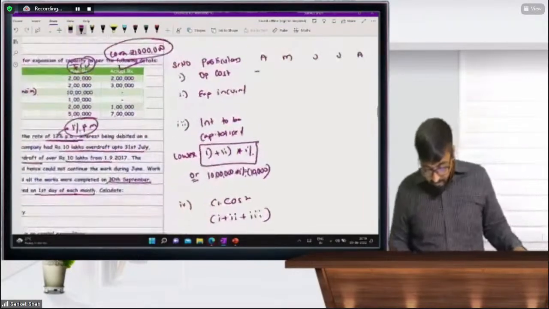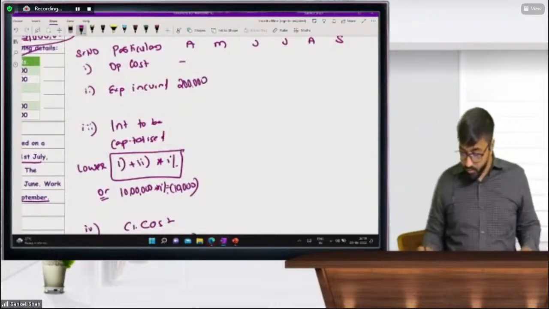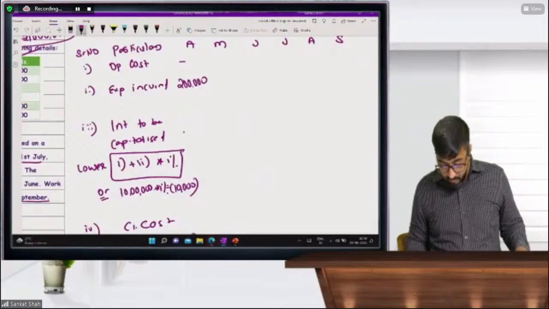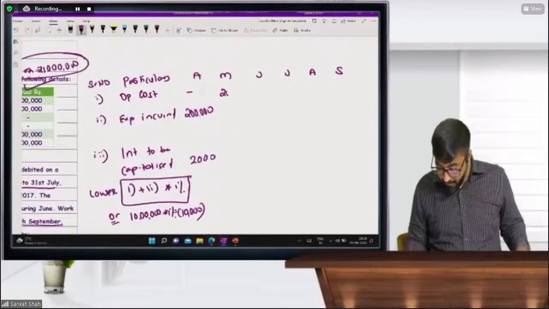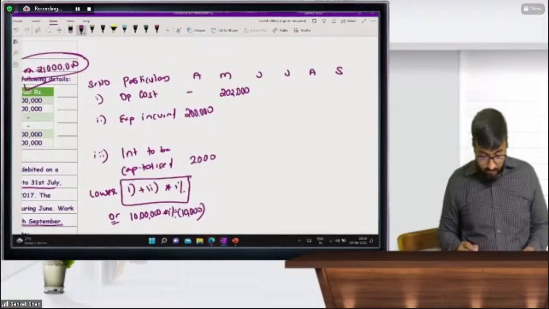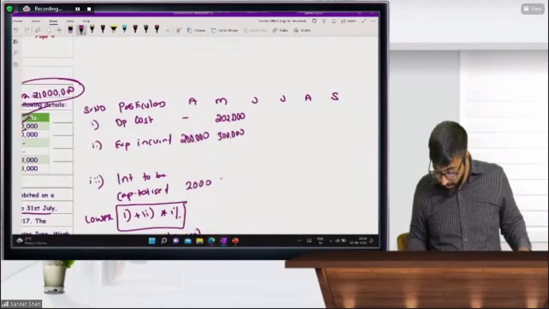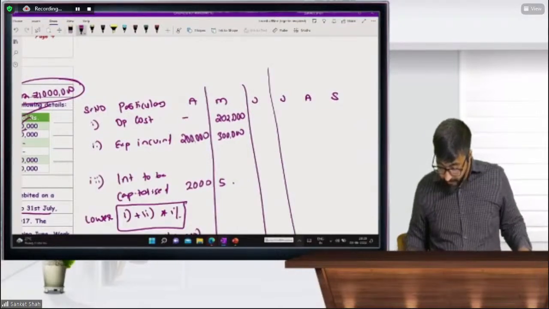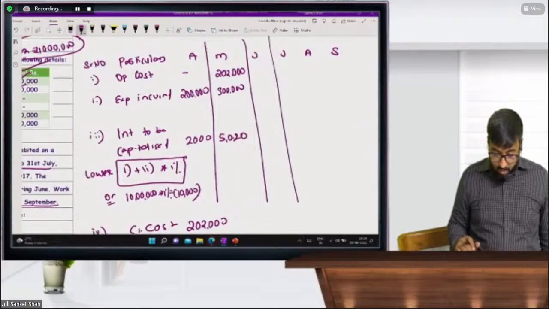So expenditure incurred in the month of April, you can check, 2 lakhs. 2 lakhs plus 0 into 1%. So beta, this is 2,000. And closing cost is 2,02,000. In the month of May, again 2,02,000. What is the expenditure incurred? Actual 3 lakhs. So 3 lakhs we are going to add. So total is 5,02,000. So interest on that is 5,020.